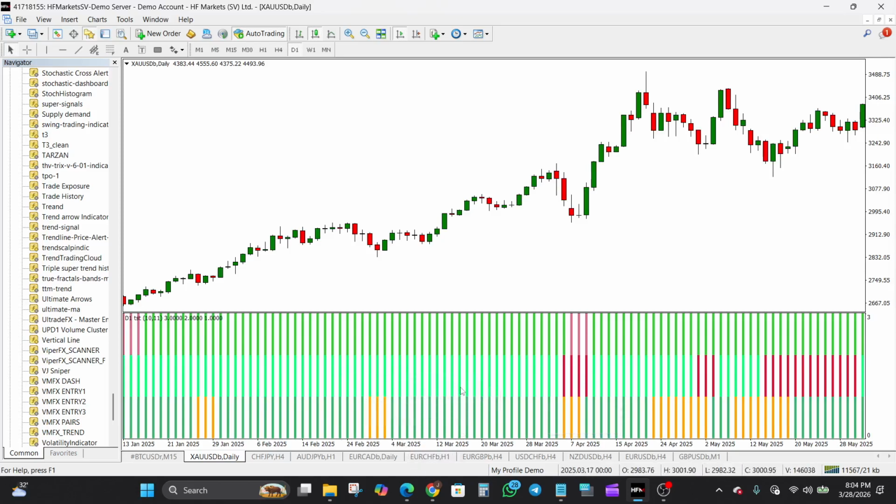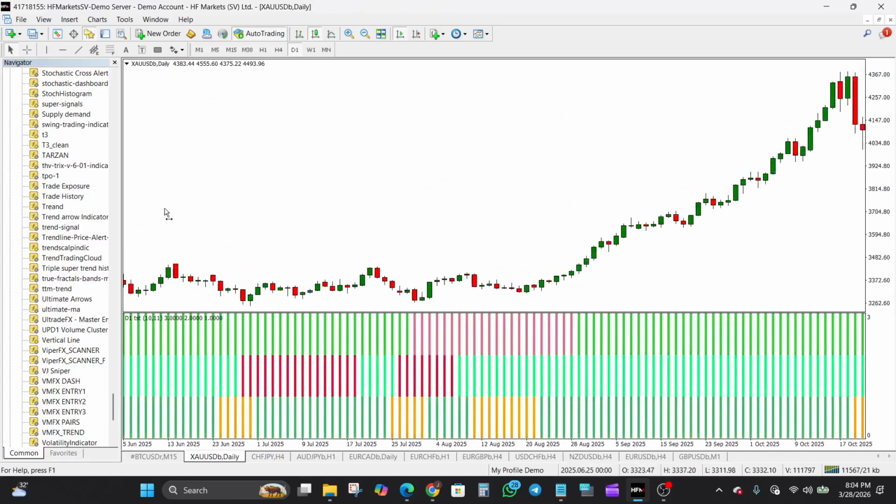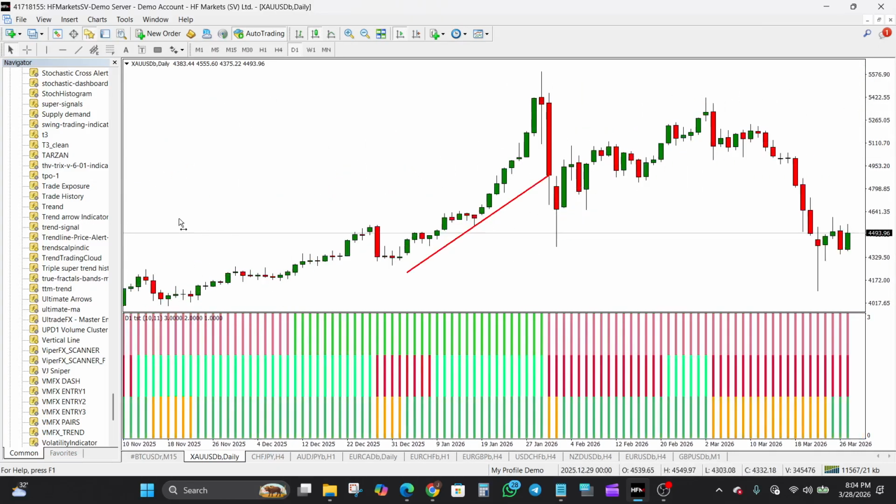So when you have all three green, that should be when you should be looking out for buy opportunities. When you have all three red, or in this case the first layer and second layer red, and then the third layer orange, you can be looking out for sell opportunities in that case.